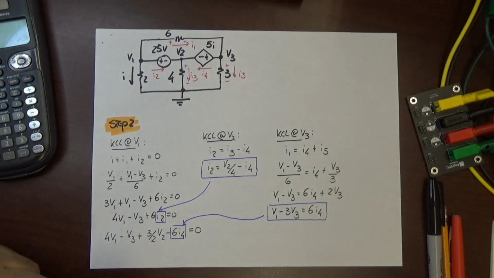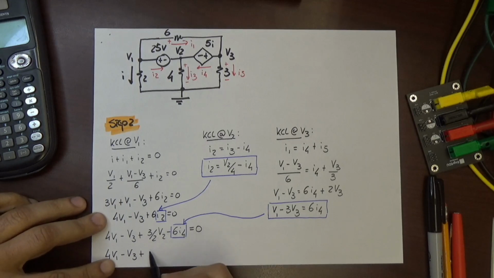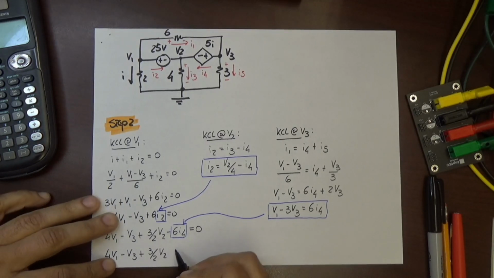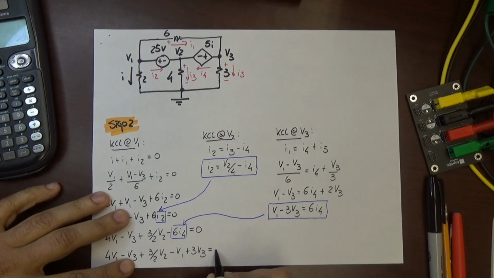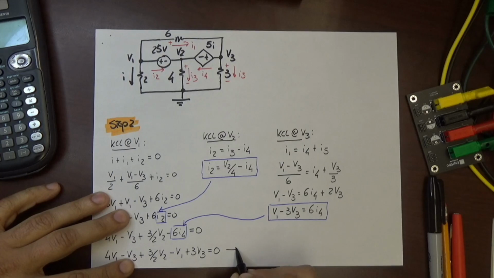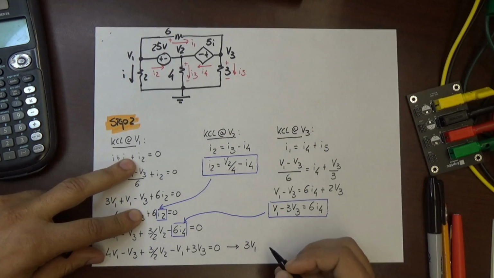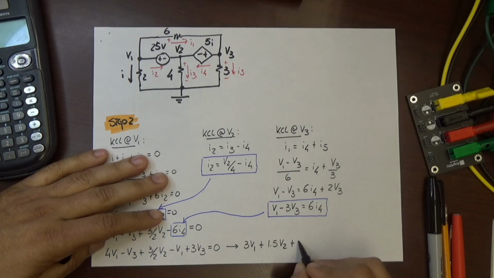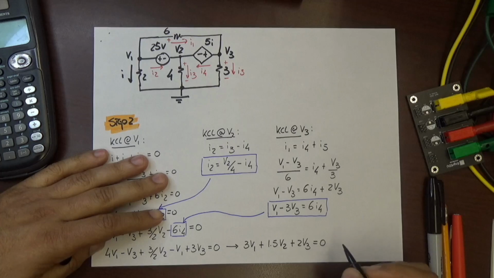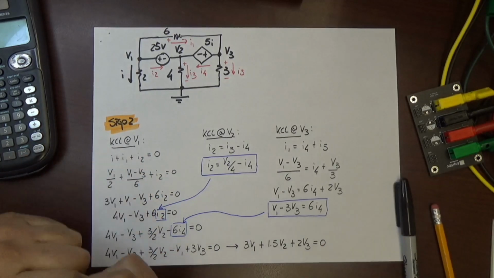We get 4V1 minus V3 plus 1.5 V2. And now I just get minus V1 plus 3V3 equals 0. Way easier to manipulate this equation and less error prone. All right, let's put everything together. 3V1 and 1.5 V2 and 2V3. All right, cool. So I needed 3 KCL equations to get my one equation.